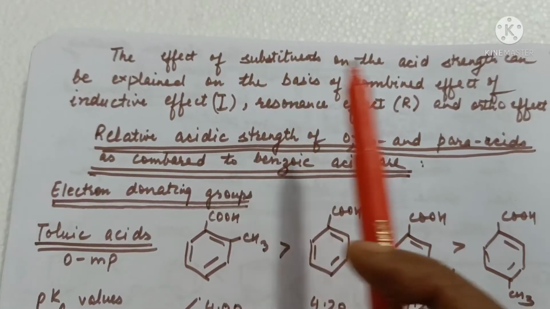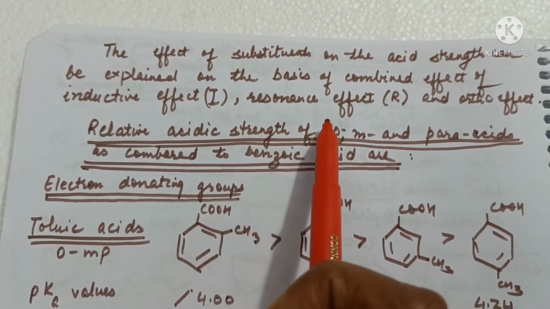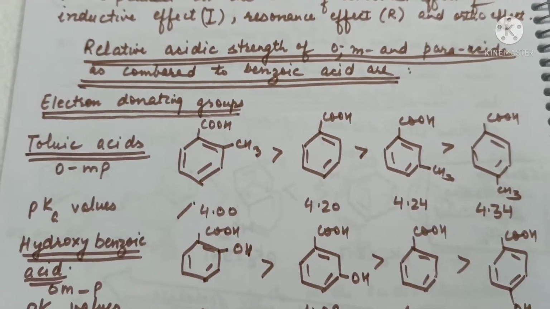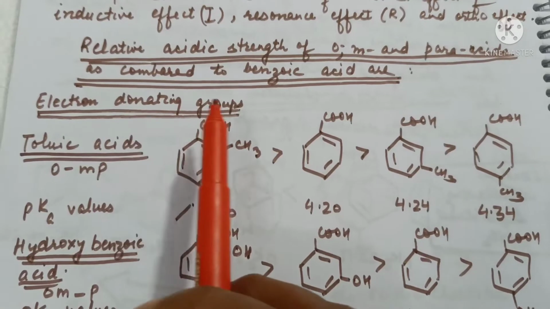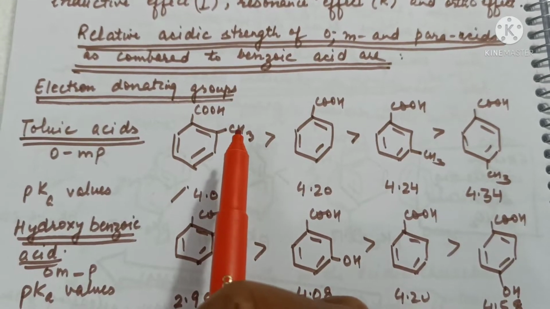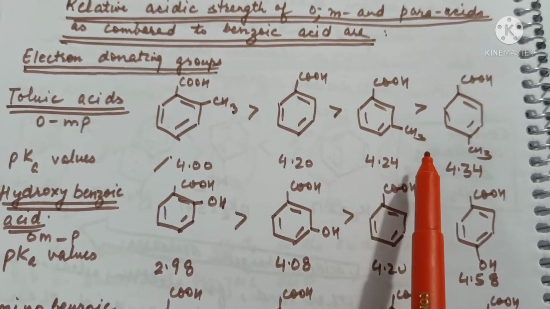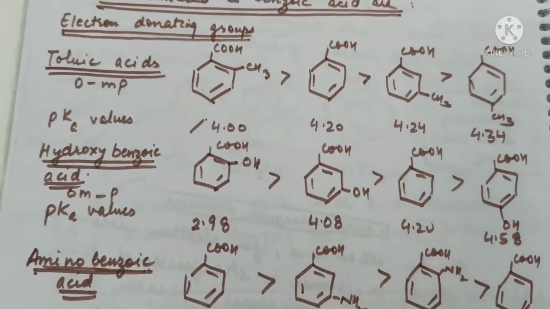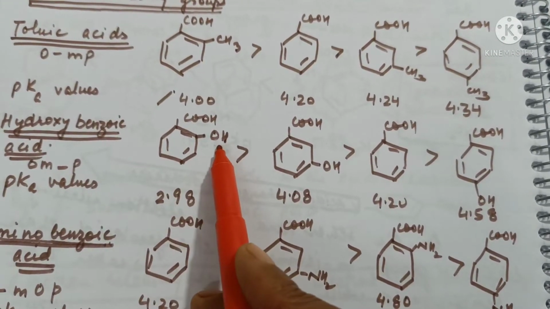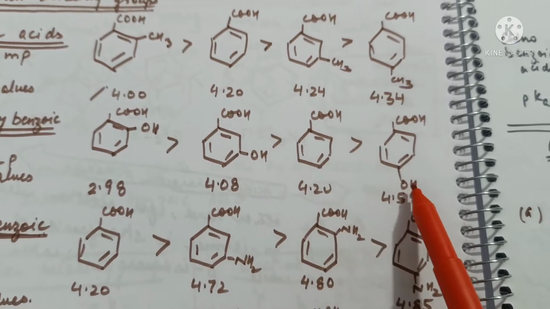Study the effect of substituents on the acid strength on the basis of the combined effect of inductive effect, resonance effect, and ortho effect. If we take all these three factors in combination, we see that when the substituent is an electron donating group, for example methyl, then ortho is more acidic than benzoic acid, than meta-methylbenzoic acid, than para-methylbenzoic acid or para-toluic acid.